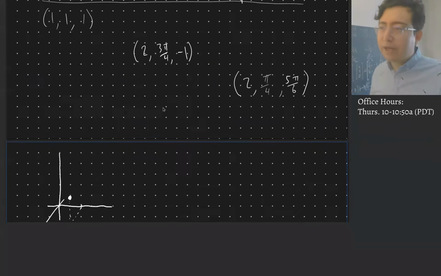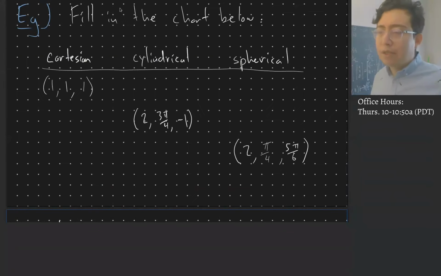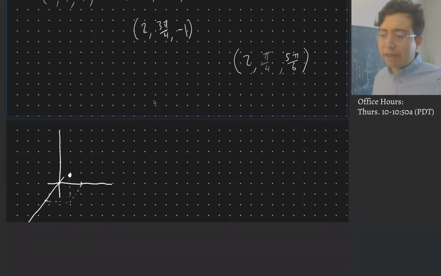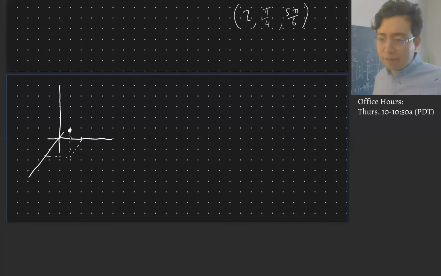We want to convert it into cylindrical coordinates. The easy part is the z value. When we go to cylindrical coordinates, that's just a 1 because z is just equal to z. The hard part is the r and the theta. So here we have z, and then here is r, and then this here is theta.